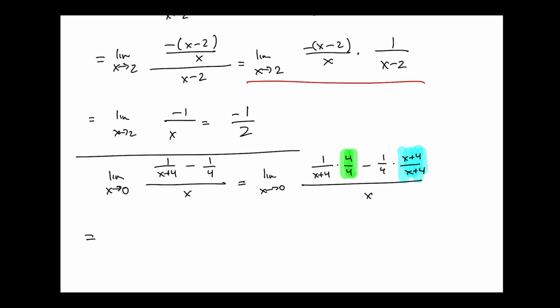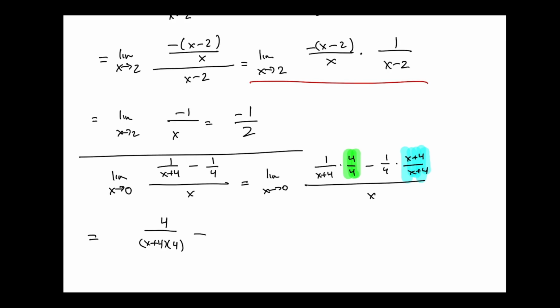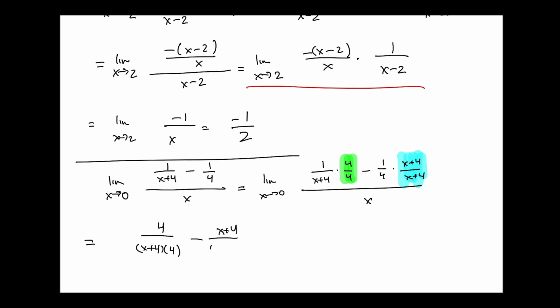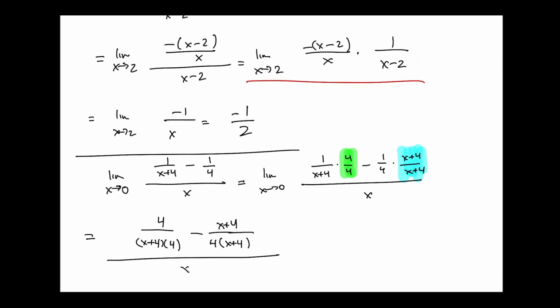All right, so now let's start simplifying a little bit. So I'm going to get 4 over x plus 4 times 4, minus, and we got to be careful with the sign here, x plus 4 over 4 times x plus 4, all over x, and then I've got the limit out front. So you'll notice that I didn't multiply out the denominator here. I could have, certainly, but I'm going to refrain from doing so. I could always do it later if it seems like a good idea.